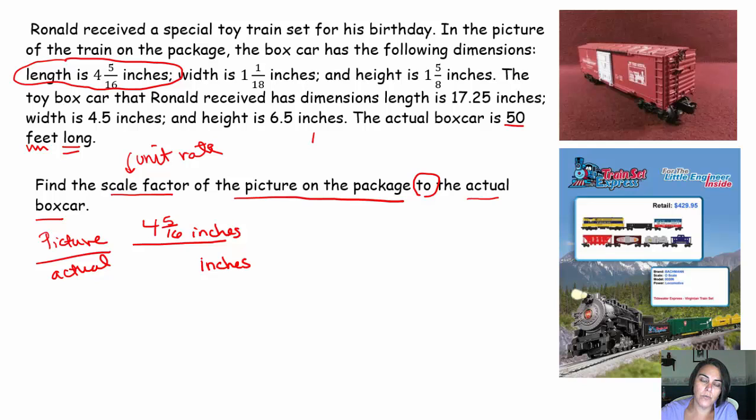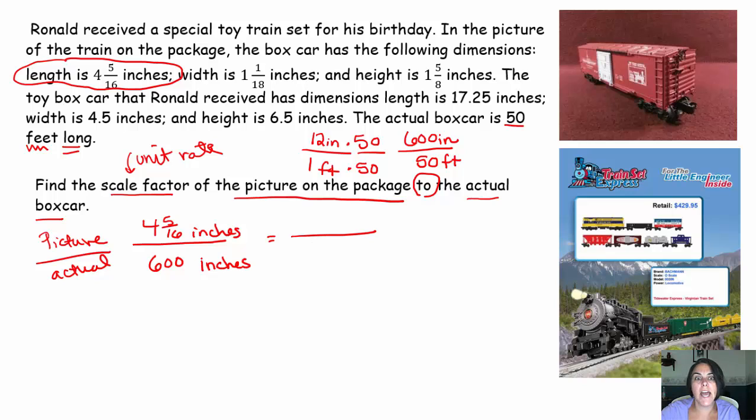Well, I know that there's 12 inches in 1 foot. How many inches in 50 feet? So we're just going to go ahead and write an equivalent ratio. 1 times what is 50? 1 times 50 is 50. So therefore I have to multiply the numerator also by 50. So 12 times 50, use your calculator if you need. That's actually 600. So the actual is 600 inches.